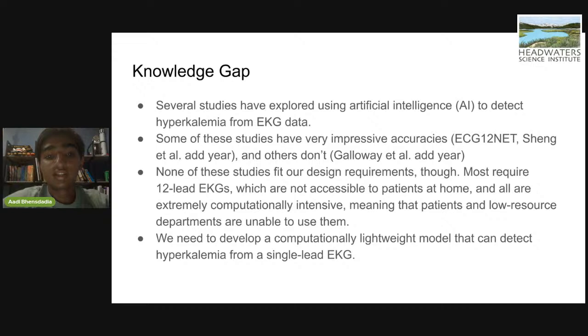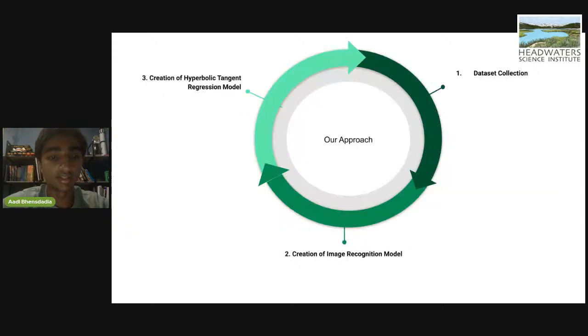But none of those studies really fit our design requirements. Most of them require 12-lead EKGs, which aren't accessible to patients at home. At home, patients will probably have 1-lead EKGs. And they're all extremely computationally intensive, meaning that patients and low resource departments are not able to use them. So we need to develop a computationally lightweight model that can be used by patients at home to detect hyperkalemia from a single lead EKG, which is easily accessible.